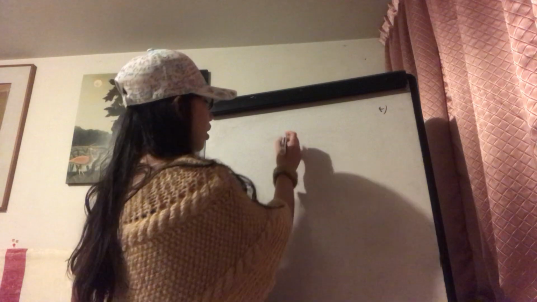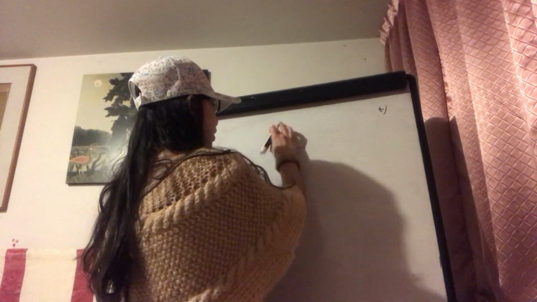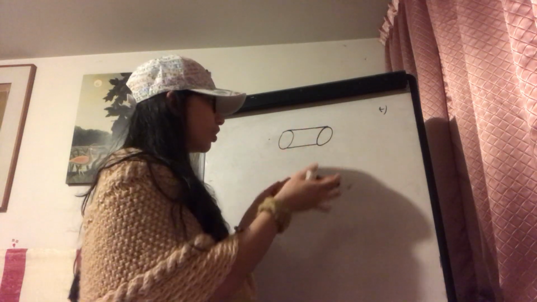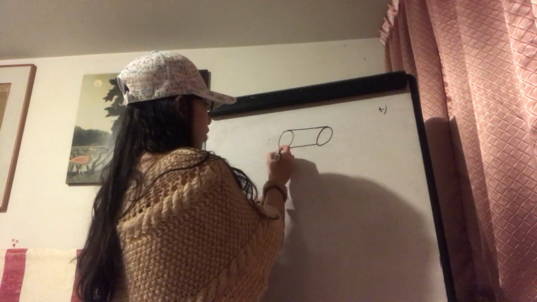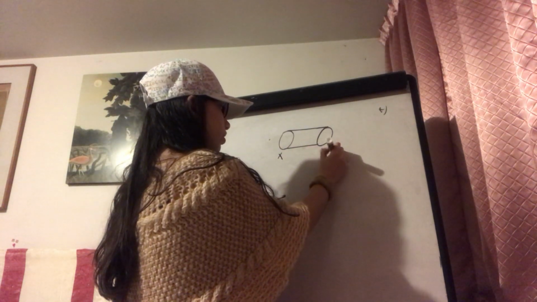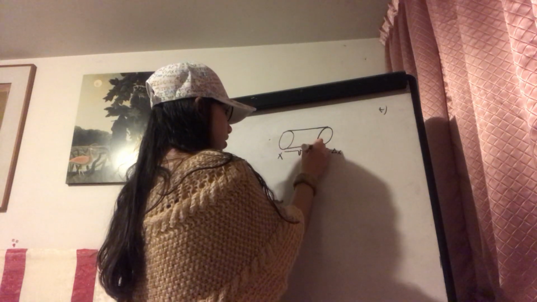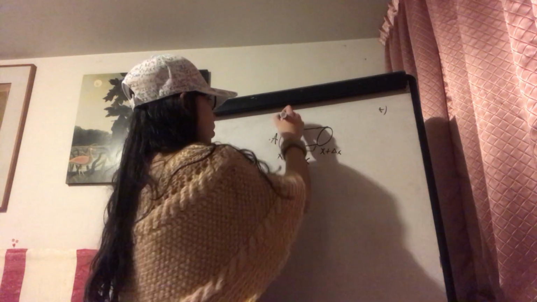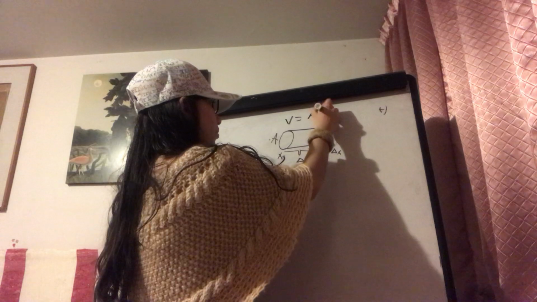Now that we have introduced ourselves to longitudinal waves, let's see if we can derive the equation for the pressure amplitude. Suppose here we have a cylinder of the fluid that we're talking about. Here is the point x, here is the point x plus delta x, so all this is delta x. The cross-sectional area is A, so the volume is A times delta x.